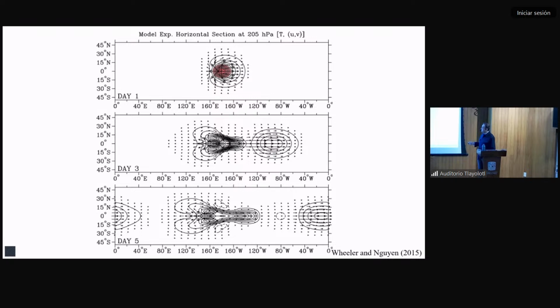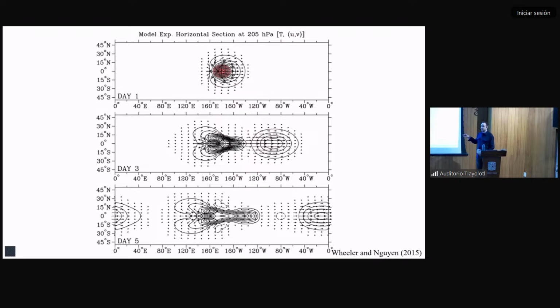And we know these kinds of models, like the Matsuno-Gill model, and this is very important because we have topography that can produce waves, but we can also have diabatic heating producing or exciting waves in the atmosphere.